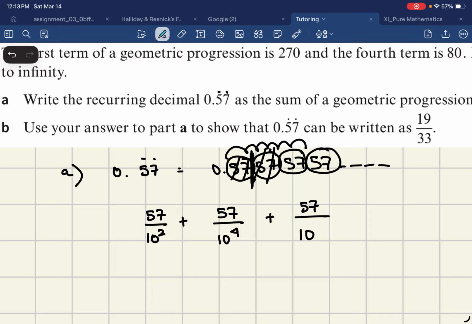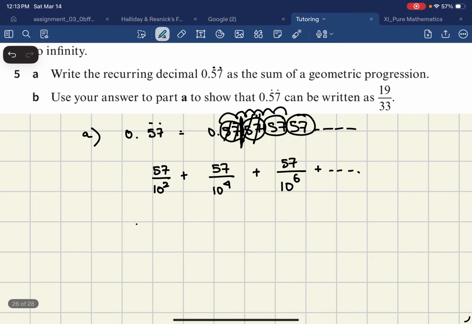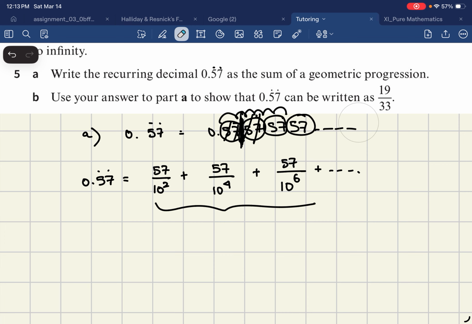So it's divided by 10 to the power 6, right? So you get the idea of how to write this as a geometric series. And now this is going to be your expression. That is 0.57 repeating. So you just want to divide them and see how you can write the repeating terms divided by 10 to the power of something.